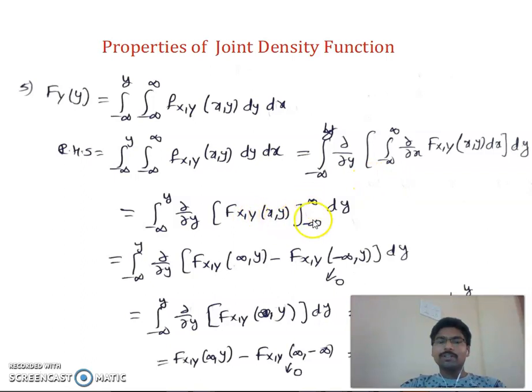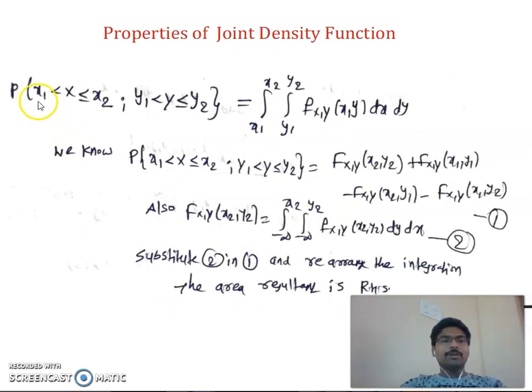Fx,y of x, y evaluated between infinity and minus infinity. Substituting infinity and minus infinity in place of x here, this value becomes 0. So Fx,y of infinity, y. Then we are taking the derivative with respect to y, and I have to use this one for y. So that is nothing but derivative and integration getting cancelled. Fx,y of infinity, y. Why? Because in the y place we have to substitute the limits y and minus infinity. I am substituting y and minus infinity in the place of y, and x I am keeping the same. So Fx,y of infinity, y minus Fx,y of infinity, minus infinity. This term becomes 0, which is equal to Fx,y of infinity, y. From the properties of the joint distribution function, it is equal to Fy of y.